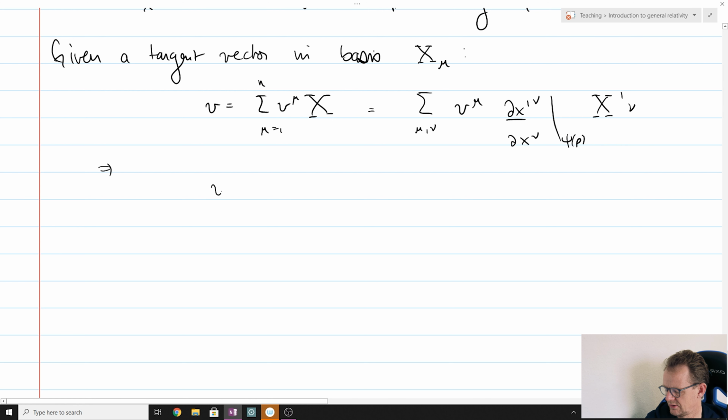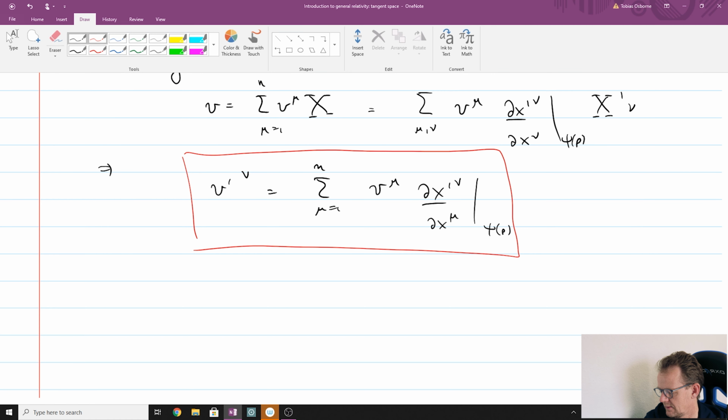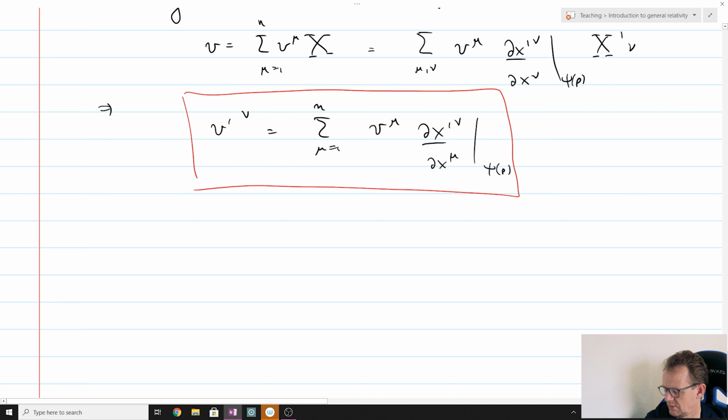So these coefficients of our tangent vector v in a new basis, you can find them by multiplying them by this Jacobian factor. And this thing here has a name. This is the vector transformation law.